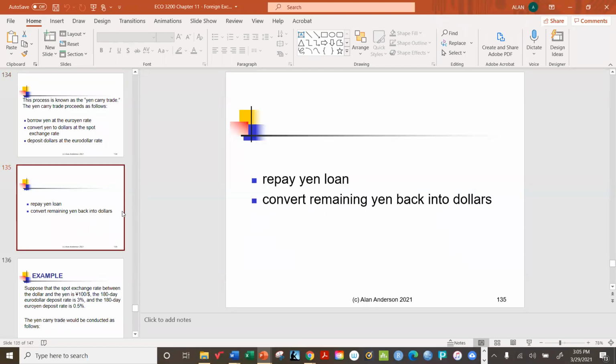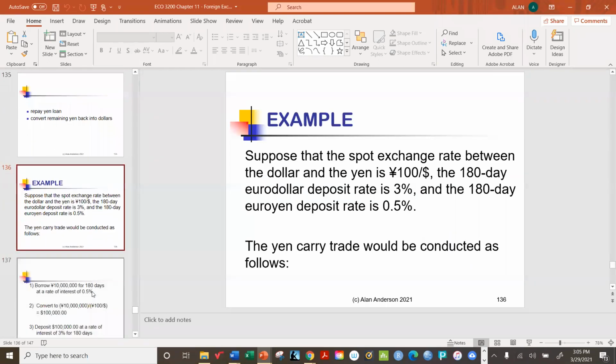Okay, so hopefully this works. We'll see how this might not work when we go through this procedure. So we'll start out by assuming that the spot exchange rate between the dollar and the yen is 100 yen per dollar. The 180-day euro-dollar deposit rate is 3%, and the 180-day euro-yen deposit rate is 0.5%.